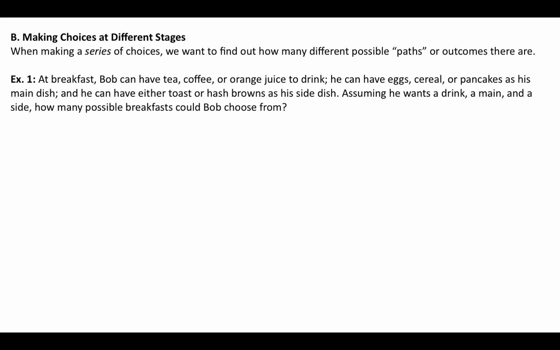So let's start by looking at what happens if you need to make a series of choices at different stages. You've got stage 1, you have to make a choice. Then you move to stage 2, you make another choice. You move to stage 3, you make another choice. What we want to do is figure out how many possible paths there are. You can imagine there are different alternate universes. If you'd made all these different choices, how many possible little alternate universes would there be for this situation? We call that the number of outcomes or the number of paths.